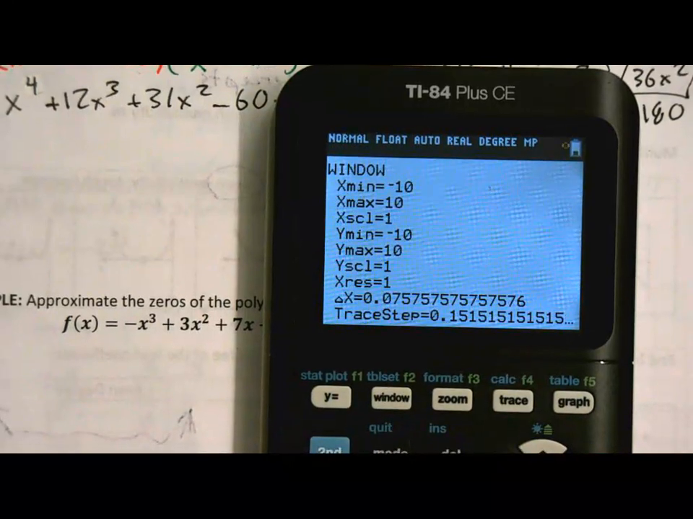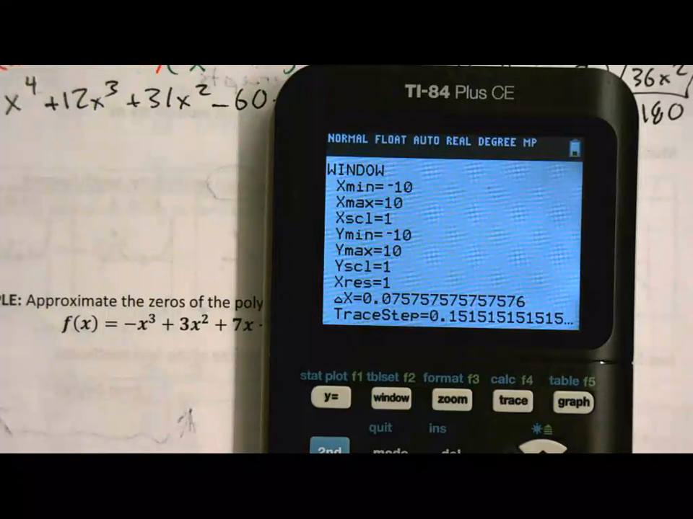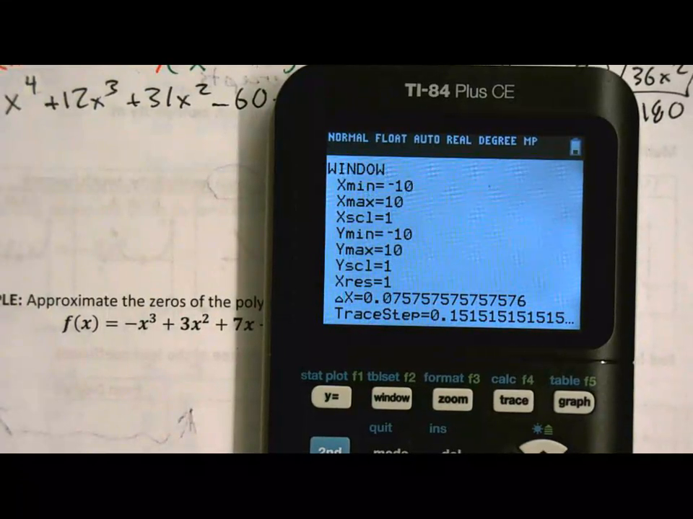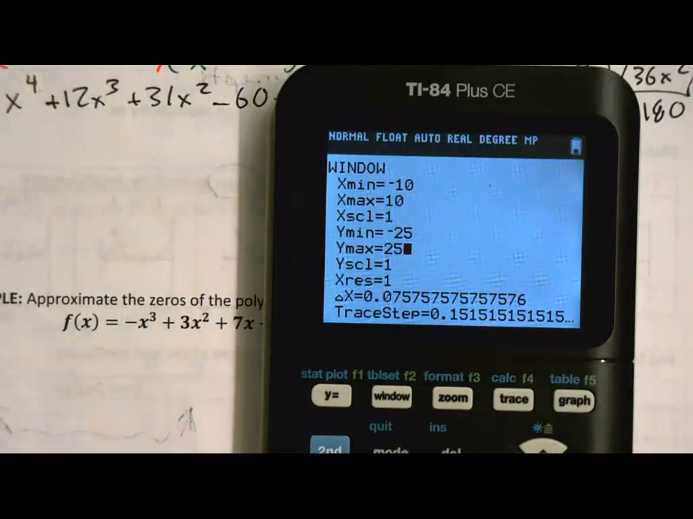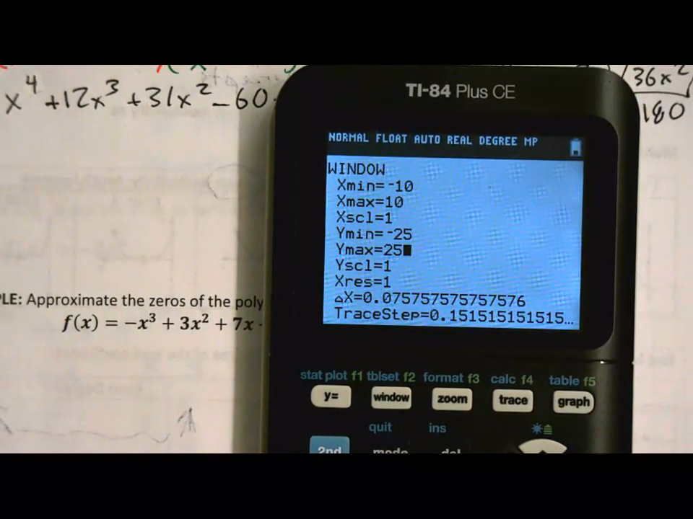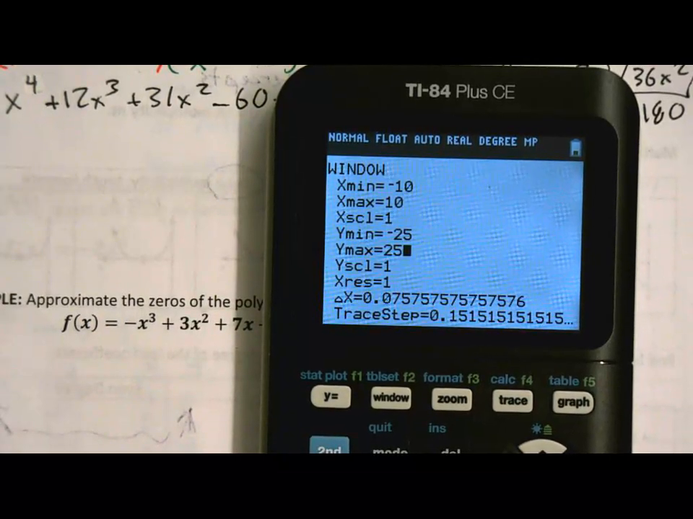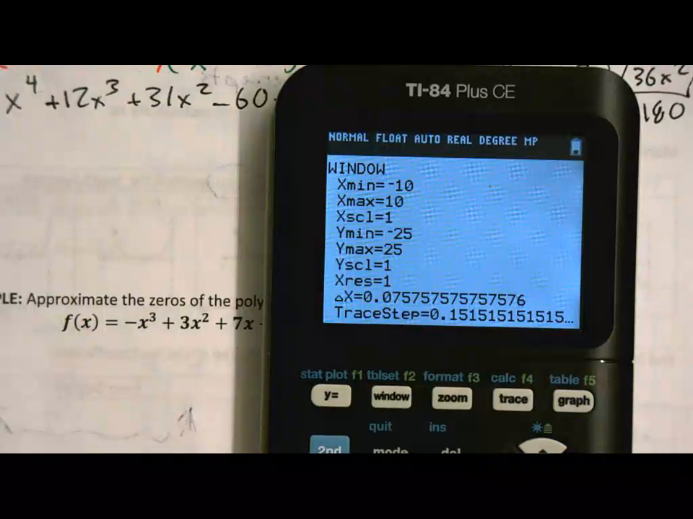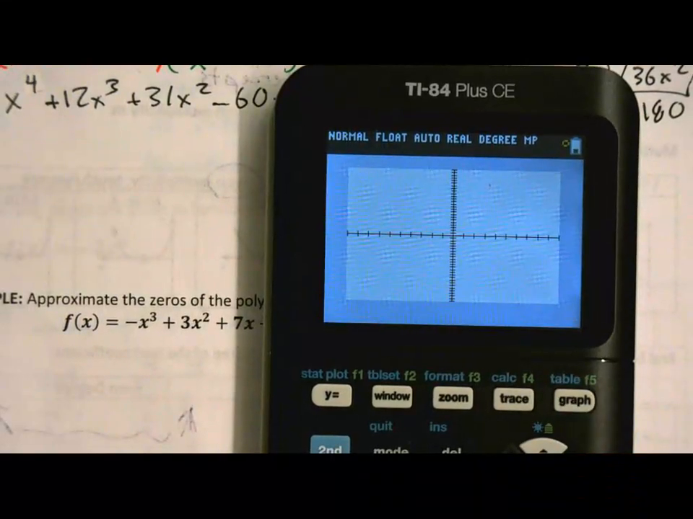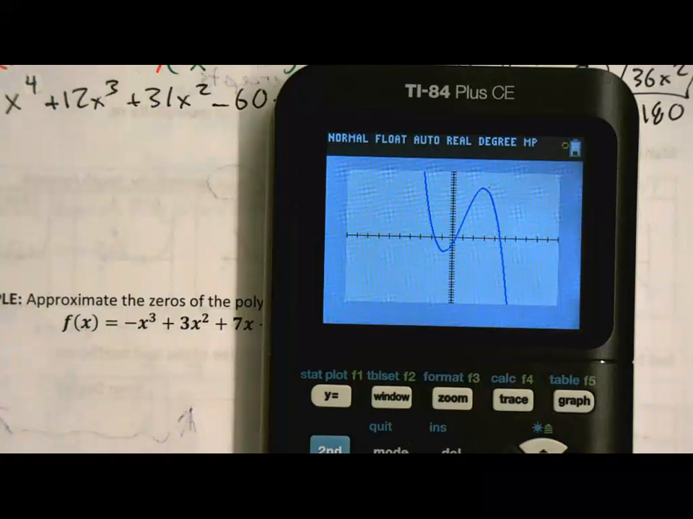So I'm going to leave my X-min, X-max alone. My Y-min and my Y-max, I'm just going to go from negative 25 to 25. This is an educated guess based off of those Y values that I was seeing in my table. I have no idea if this is going to be a good guess or not, but let's go ahead and graph this. Yeah, that's pretty good.